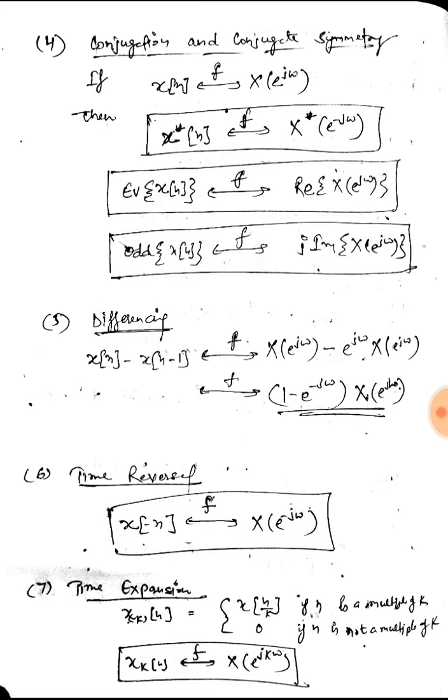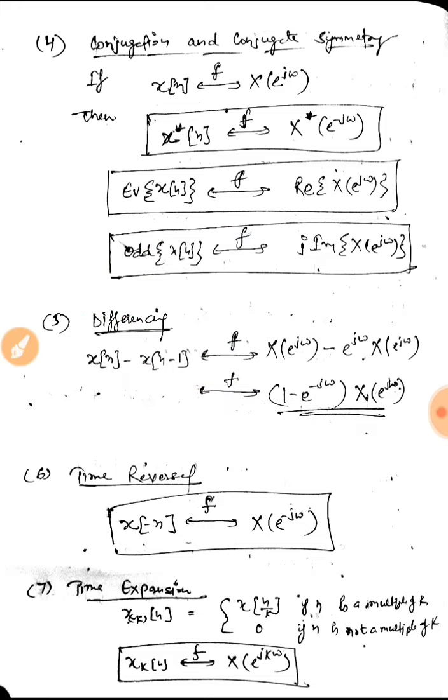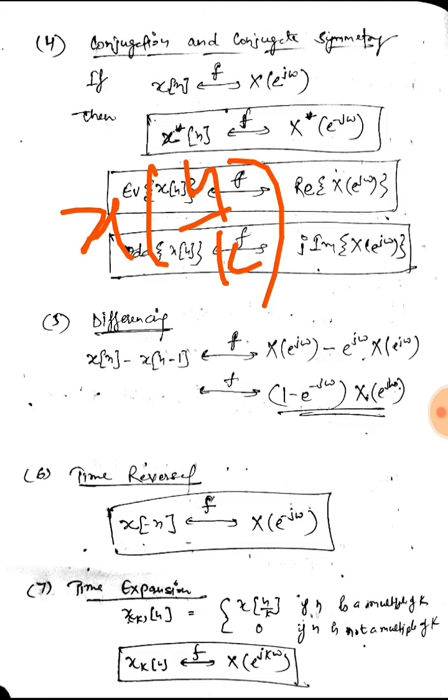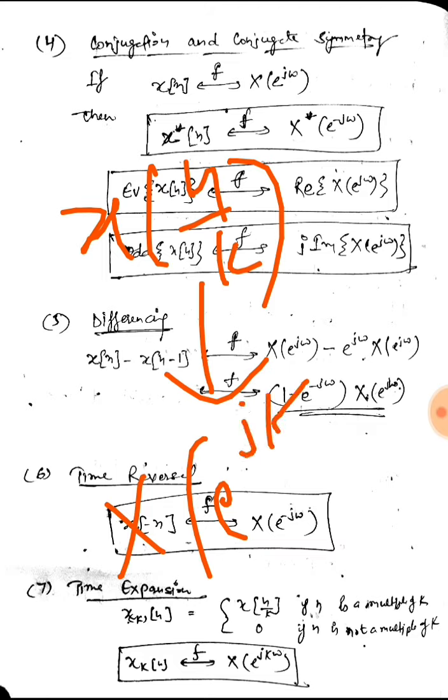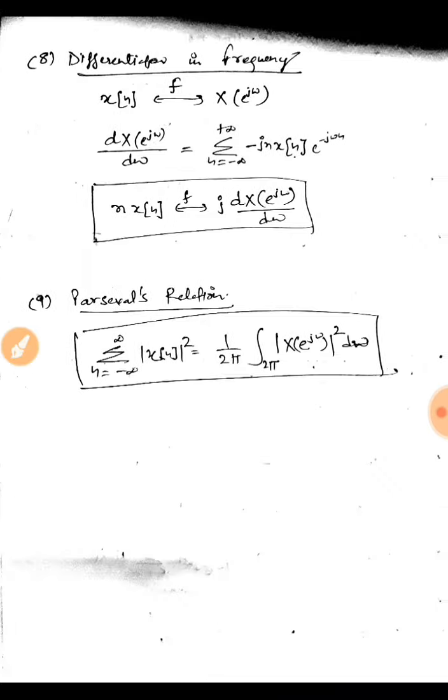Now time expansion. If we have a signal x[n] and I multiply n by k, then since it is an expanded function, x[n/k], its Fourier transform would come out to be X of e raised to power j k omega. This k would be multiplied in the frequency domain. If it is divided in the time domain, then it will be multiplied in the frequency domain.